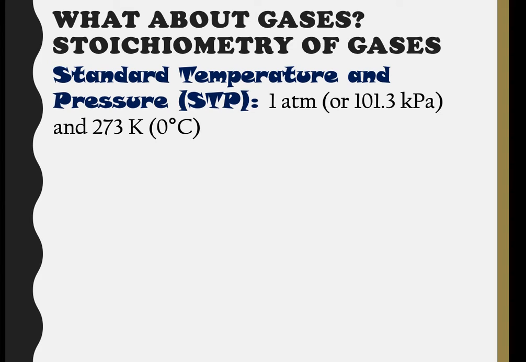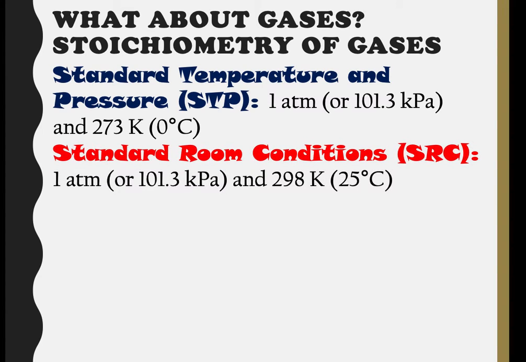We had these types of things, right? So it was a shorthand way for us to describe conditions without having to list all of the conditions. So we have standard temperature and pressure, which is STP, which is 1 atmosphere and 273 Kelvin. But we also have standard room conditions because typically we do experiments inside and it's not 0 degrees Celsius. So we raise our temperature to 25 degrees Celsius.